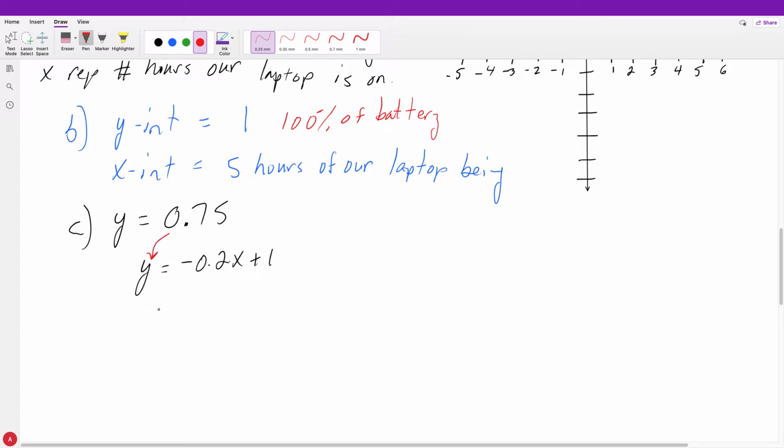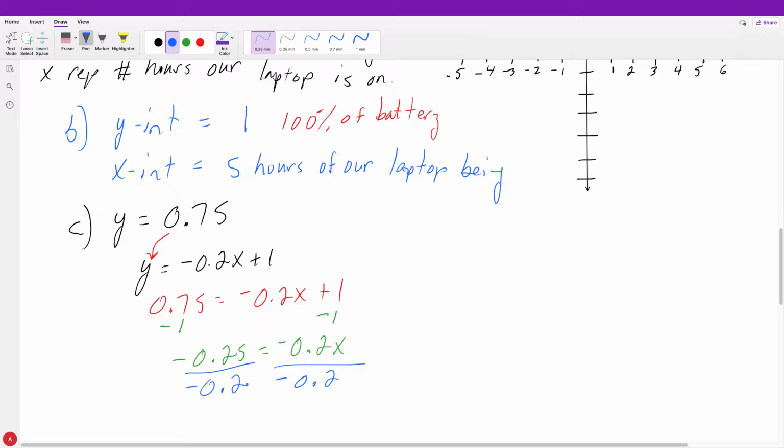So we need to substitute 0.75 in for y. So 0.75 is equal to negative 0.2x plus 1. Well, we'll subtract 1 from both sides. We get negative 0.25 is equal to negative 0.2x. And then to solve, we'll go ahead and divide each side by negative 0.2. So negative 0.25 divided by negative 0.2.